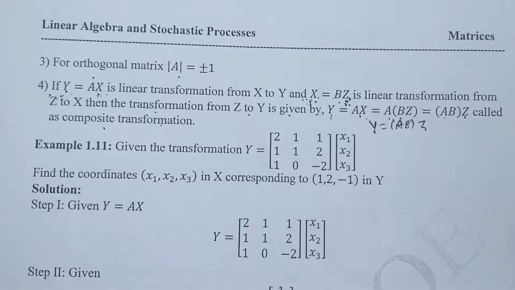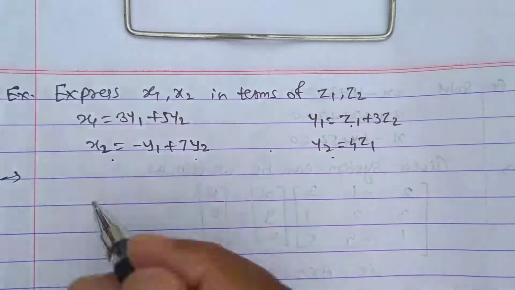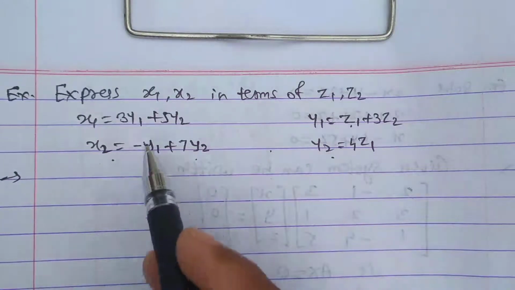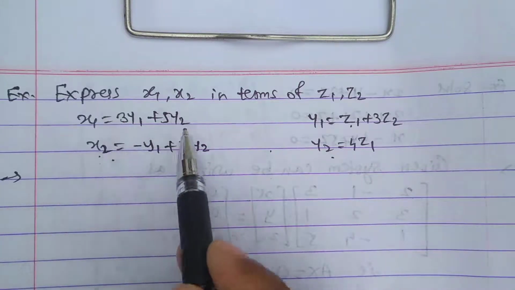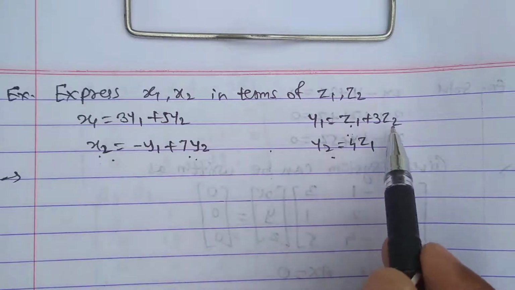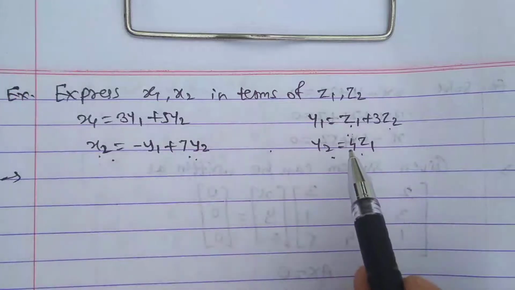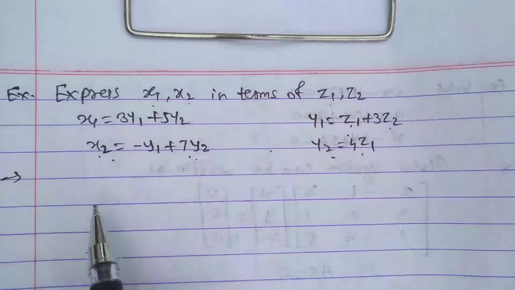Now this is all about the theory of transformation. Now let us take one example on this. The question is, express x1 x2 in terms of z1 z2. See here, in the first transformation we are given x1 x2 in terms of y1 y2, and in the second transformation we are given y1 y2 in terms of z1 z2, and we have to combine these and express x1 x2 in terms of z1 z2.